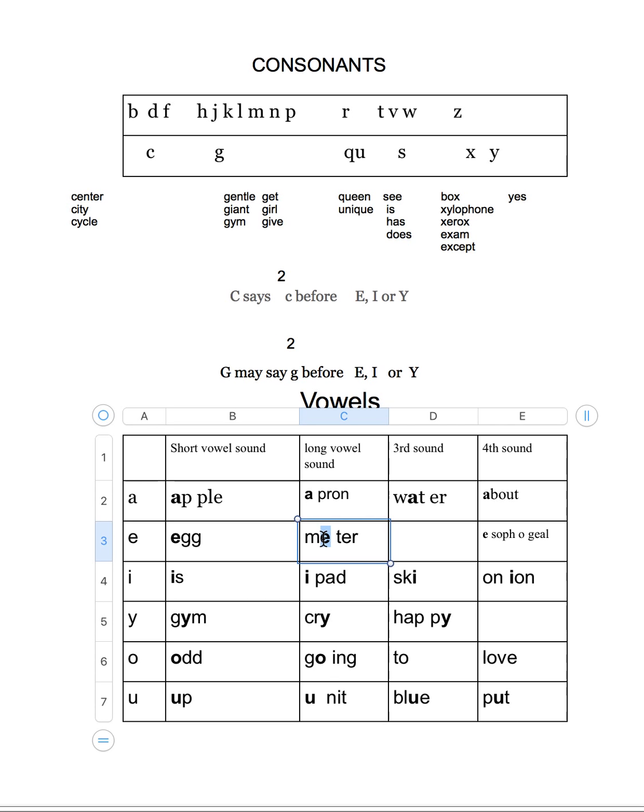How many syllables in meter? 2. E is at the end of the syllable, and E says E at the end of a syllable. You'll notice ER together says er. That's also a vowel sound, but it's a multi-letter sound. We'll talk about that in another chart. Just a challenge word: esophageal.